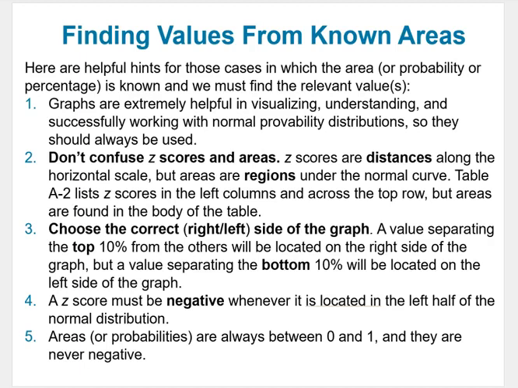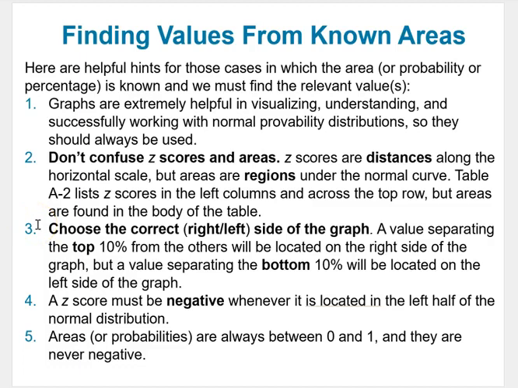So this is very important. There's just all of these things that you have to keep track of, so it's very important that you understand visually what's happening. Remember, when a z-score is negative, it must be below the mean. If it's positive, it must be above the mean. And the areas or probabilities should always be between 0 and 1.